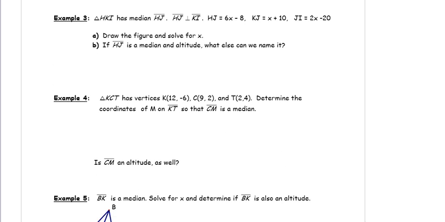So if we look at a few examples, that's all we're looking at today, is medians and altitudes. If I tell you that triangle HKA, so always give yourself a picture. Triangle HKA has a median, so let's go ahead and draw this. Median HJ, which means we're going to go from H to this side and cut it in half because it's a median. We also know that HJ is perpendicular to KI.